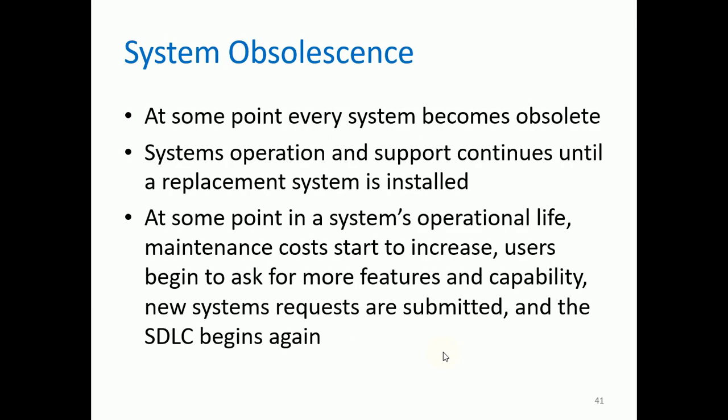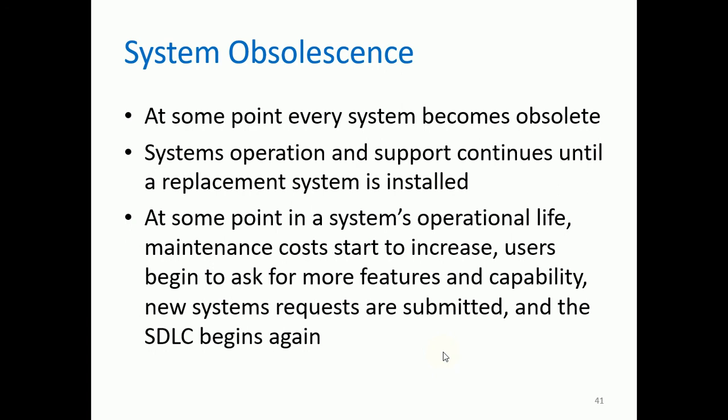Okay, next we have system obsolescence. At some point, every system becomes obsolete. For example, if it is already a 5-year-old information system, it is already considered obsolete, so it needs to be upgraded. Systems operation and support continues until a replacement system is installed. At some point in a system's operational life, maintenance costs start to increase, users begin to ask for more features and capability, new system requests are submitted, and the SDLC begins again.